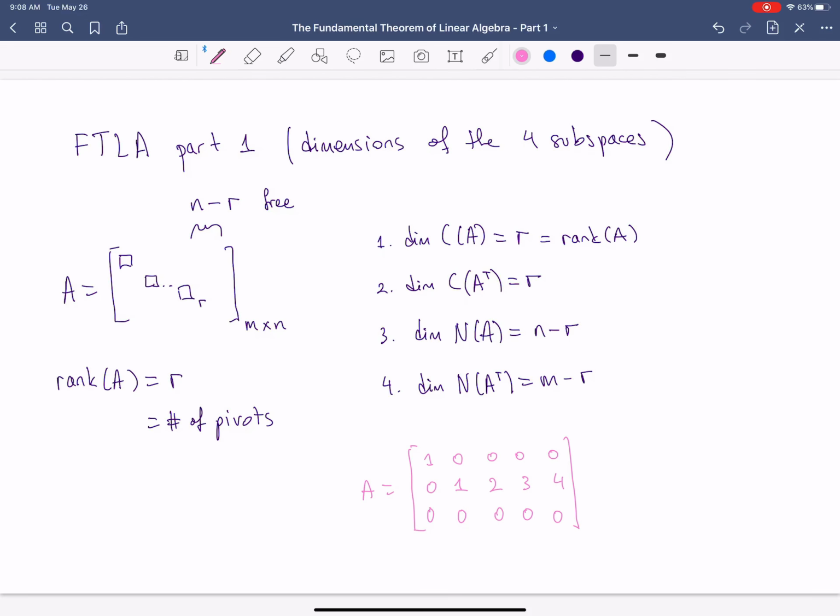So what do we have here? Well, we have two pivots, obviously. We have one row which is linearly dependent on the other two. A row of zeros is always dependent on the other two rows. You can always say it like that.